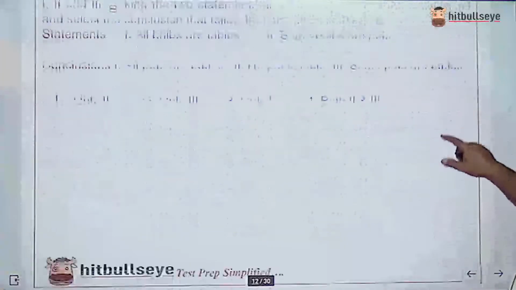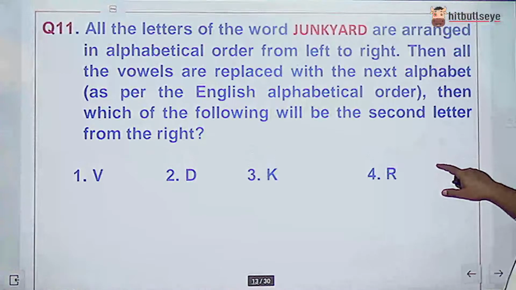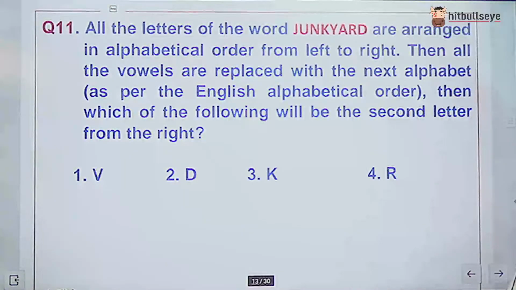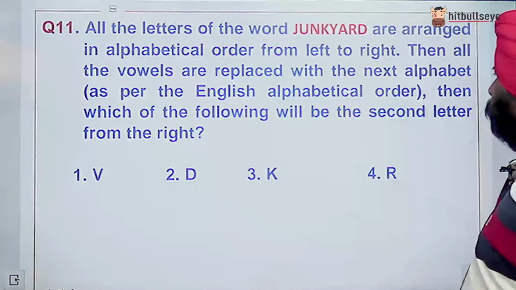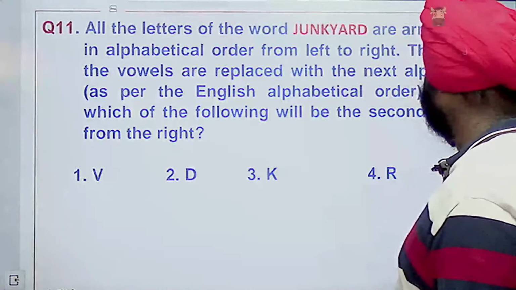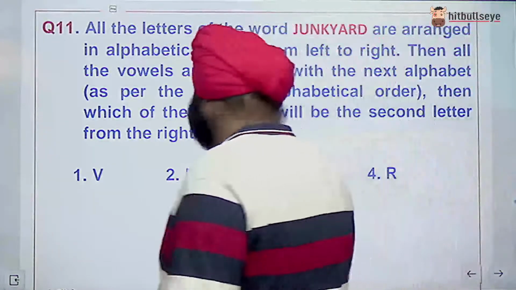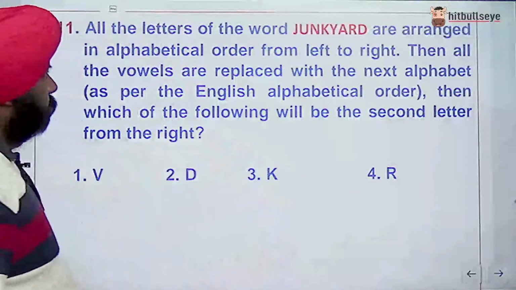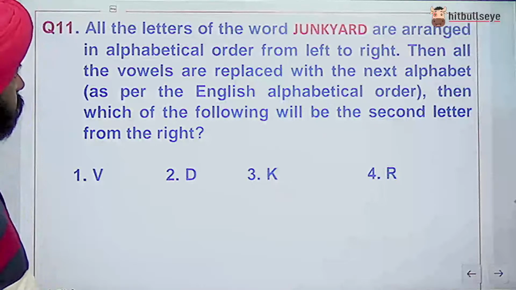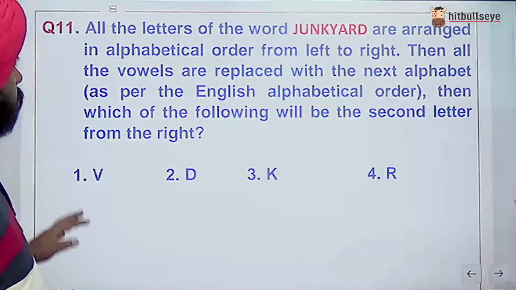Yeah, this is the same question. All the letters of JUNKYARD are written in alphabetical order from left to right. Then all the vowels are replaced with the next alphabet as per the English alphabetical order. Then which of the following will be the second letter from the right? So in JUNKYARD, first, all the letters are arranged in alphabetical order.